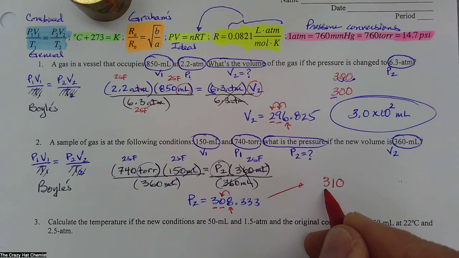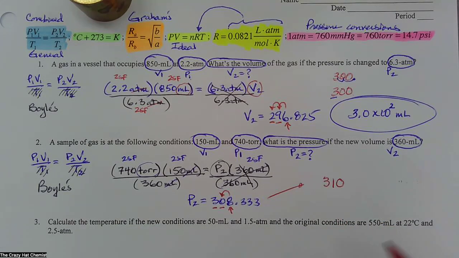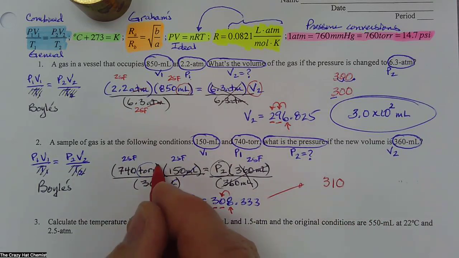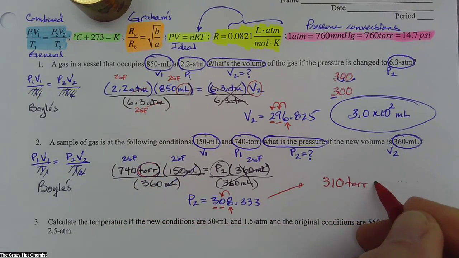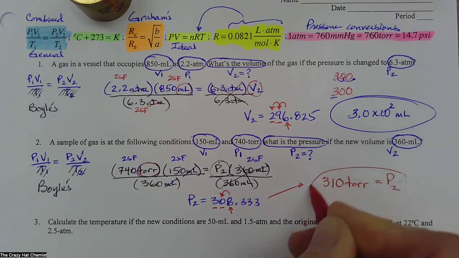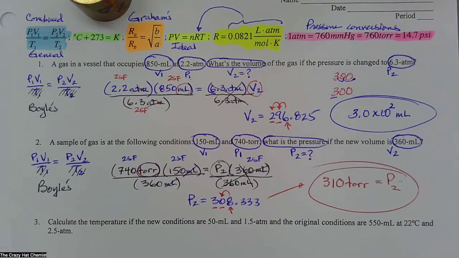This number with the 3 and the 1 has 2 significant figures. That 0 does not count because there's no decimal on the end of it. The units that did not cancel out, that was torr, and that is a pressure, so that is pressure 2. That is my answer, 310 torr. Perfecto. You guys are doing a fantastic job. And we have another problem to do.